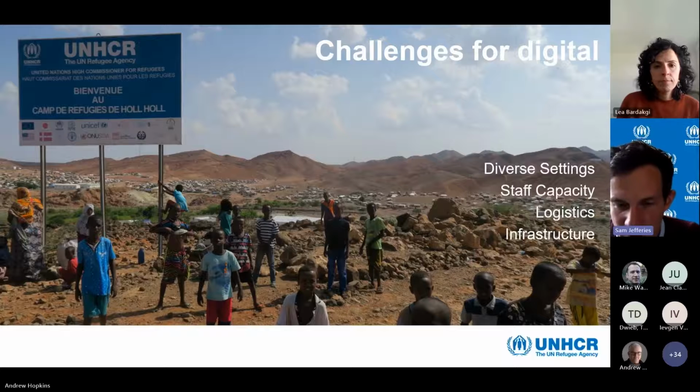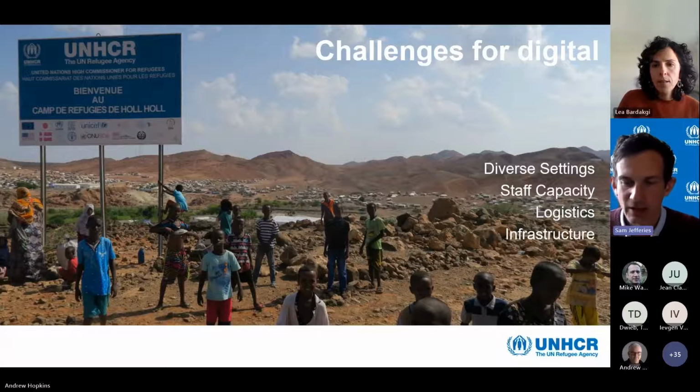So this photo I took on the border of Somaliland in Hol Hol Camp in Djibouti. The digital platforms that we've designed and implemented in UNHCR have to accommodate a world of variety across all of our different operations and across all of the countries in which we work. So there are some extremely challenging technical and environmental considerations that we have to accommodate in the delivery of these systems. And the systems themselves, of course, are only as effective as the people who are using them.